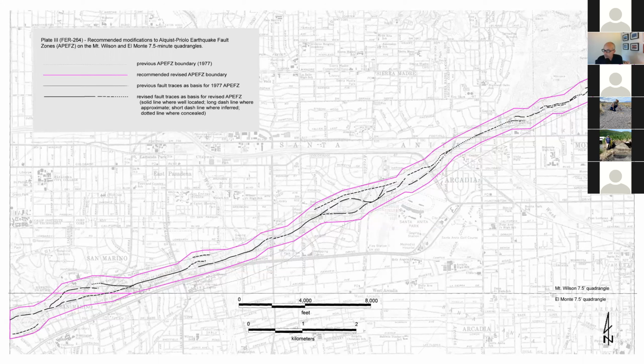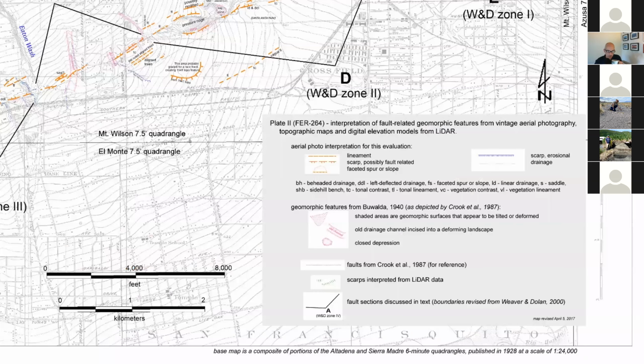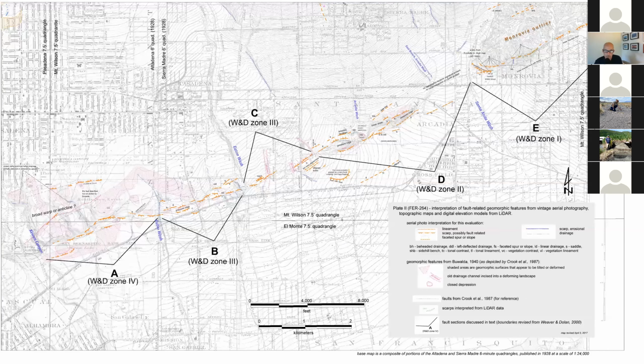Yeah, this is Rich. I just had one question for Tim, actually. What does WD zone on the previous slide refer to? Do you know? It's Weaver and Dolan. So this was a zone. Okay. Prior work done by Chris Weaver, James Dolan on the Raymond fault. So when Jerry did this, he just used their zones. Nothing else. Yeah. Great. Okay.